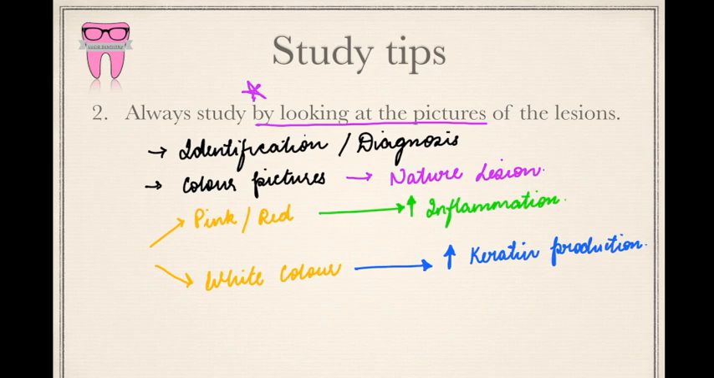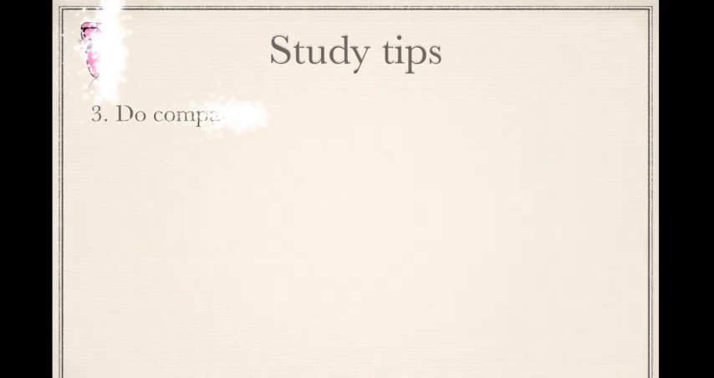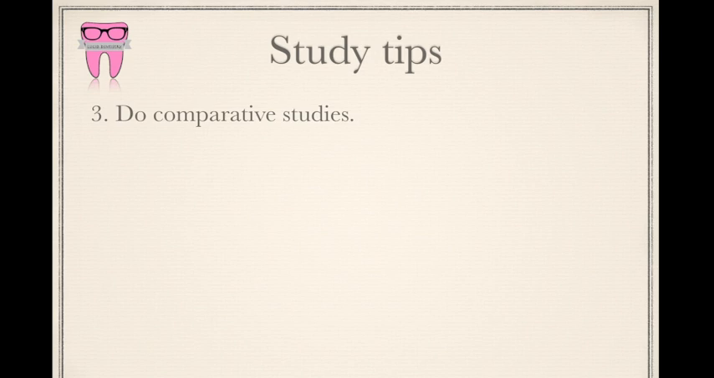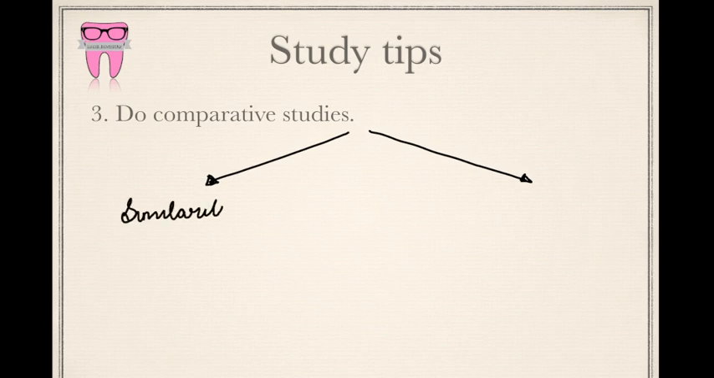Now coming to the next study tip. Do comparative studies. Whenever you read certain characteristics of a lesion and you think, okay, I have studied a lesion with similar characteristics elsewhere, what you do is you rule out the similarities and dissimilarities or differences.